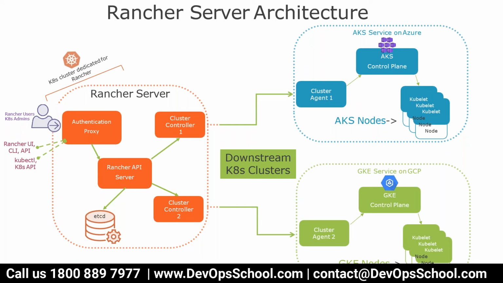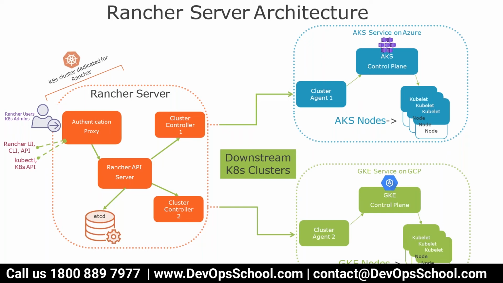So basically anyone who wants to talk to Rancher communicates through the UI. Rancher has a UI, or you can use the command line, kubectl, and the API. You can use all this to talk to the authentication proxy, and from there it diverts to the rest. Now, if you correlate this with the architecture of Kubernetes, it is something similar.